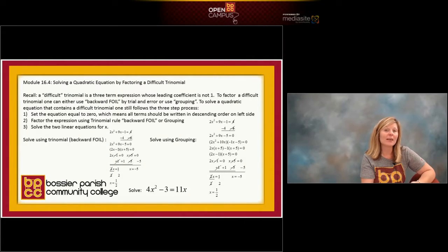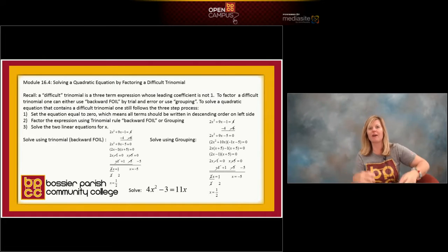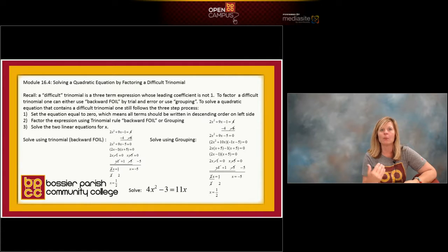Hey everyone, now that we know the process on how to solve a quadratic equation, let's work on this module working with a quadratic equation that contains a difficult trinomial. So if you recall, when we were doing factoring trinomials, we talked about easy trinomials versus difficult trinomials. And in Ms. Black's world, a trinomial is easy because the coefficient is a 1 in front of the x squared. But if you have a coefficient that's a number other than 1, it made that trinomial difficult to factor. And to me, difficult meant more work.